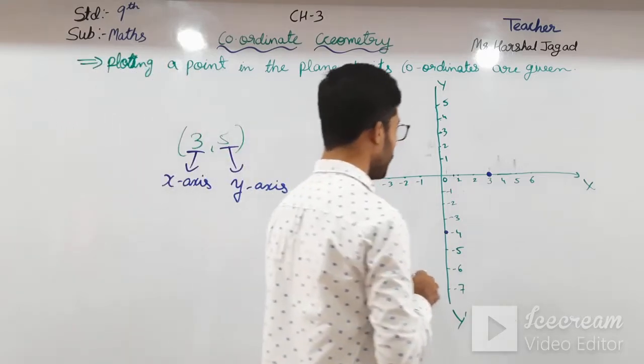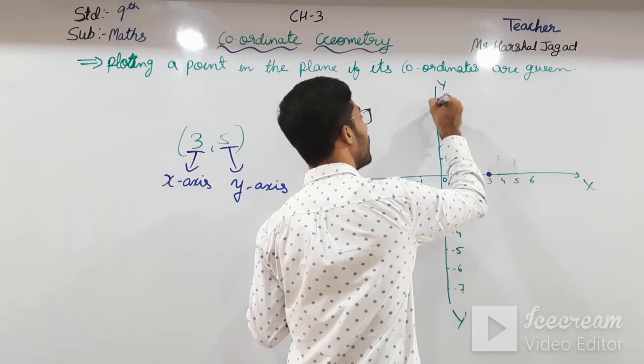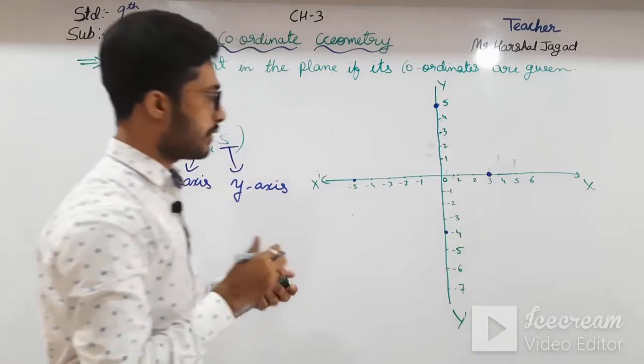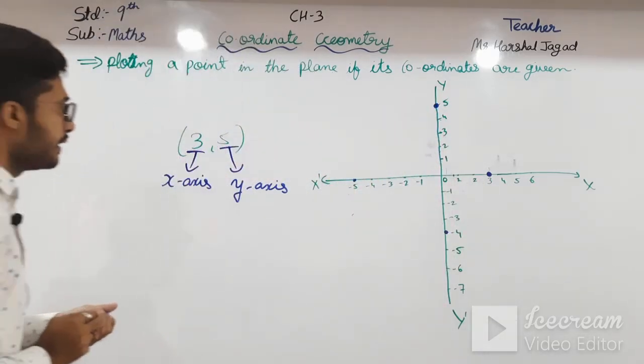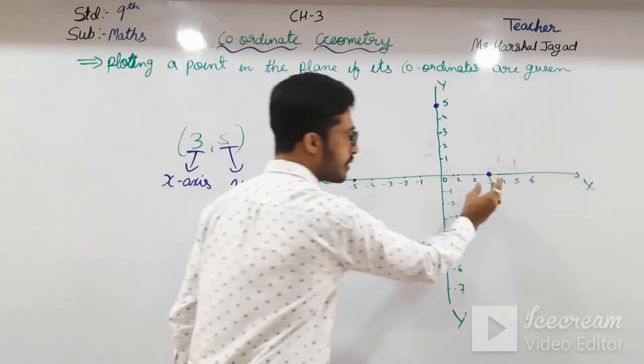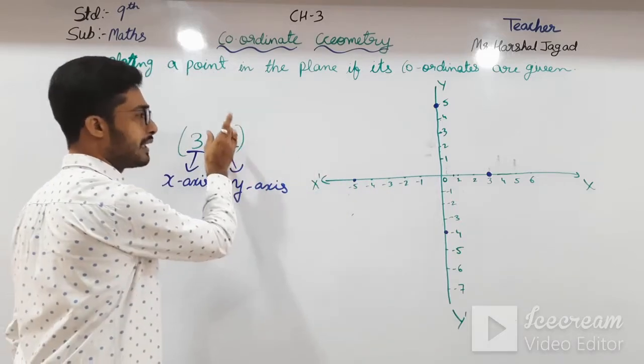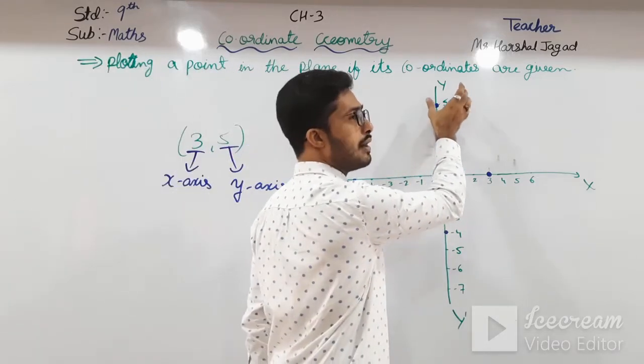So how will we draw this? It will be over here. Okay students, that is the x axis, that is positive 3, so it is over here, and on the y axis, that is positive 5, it will be over here.